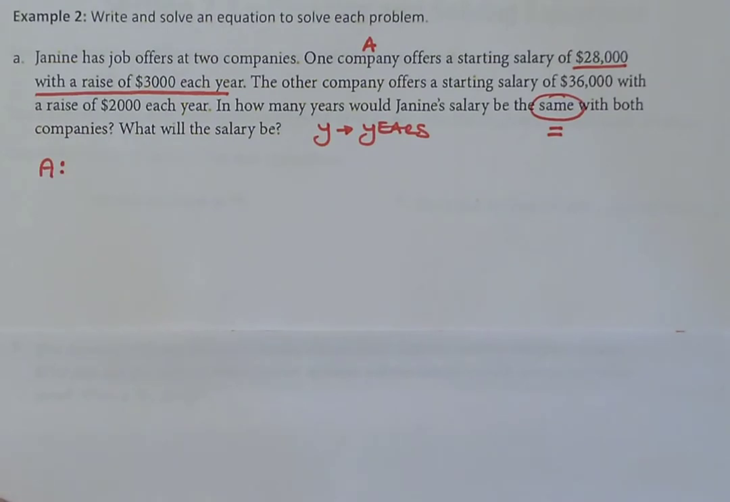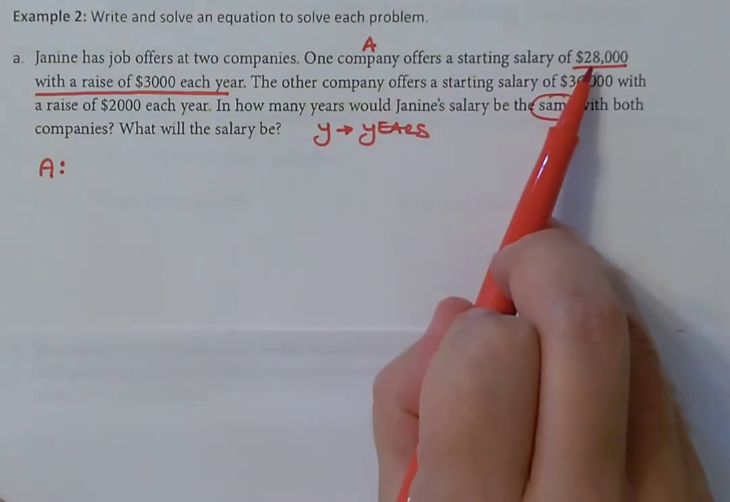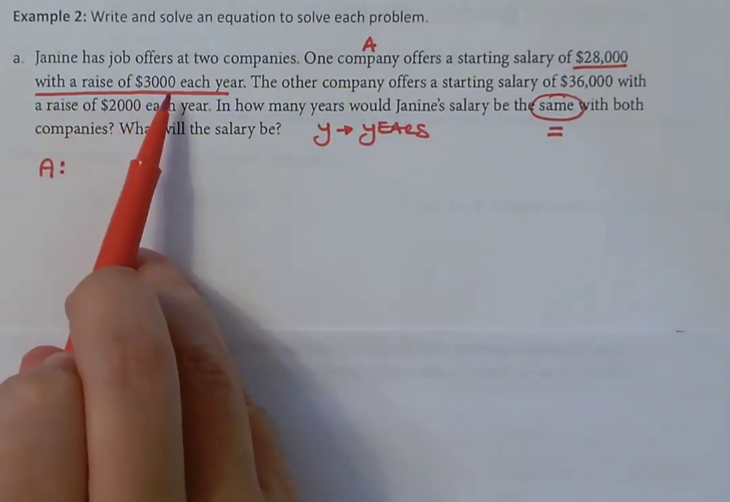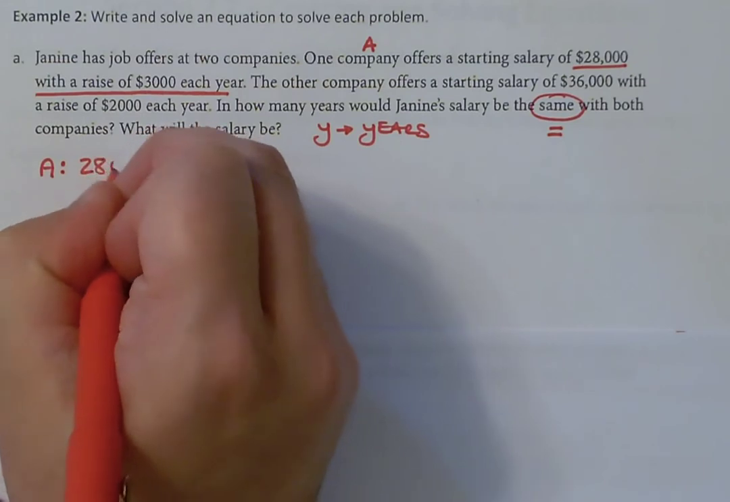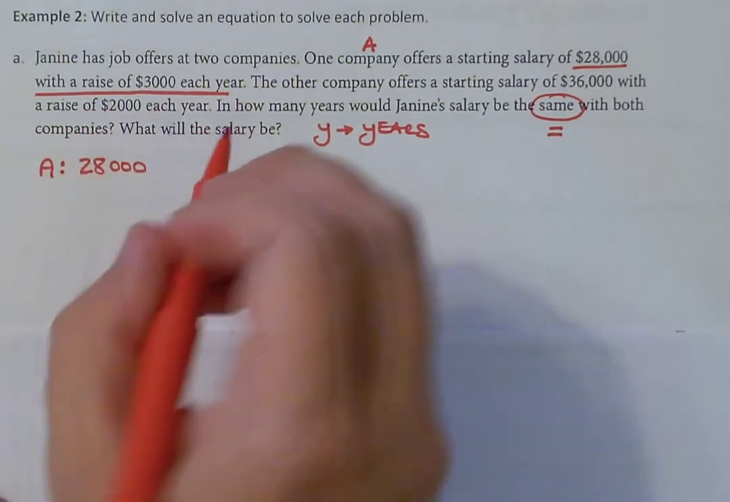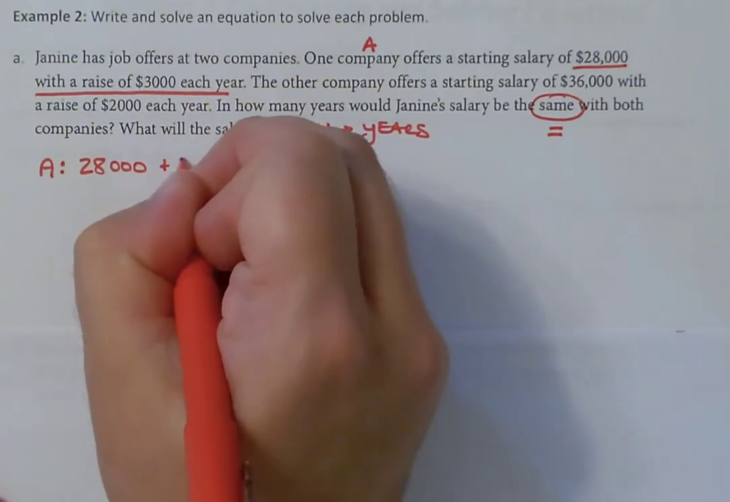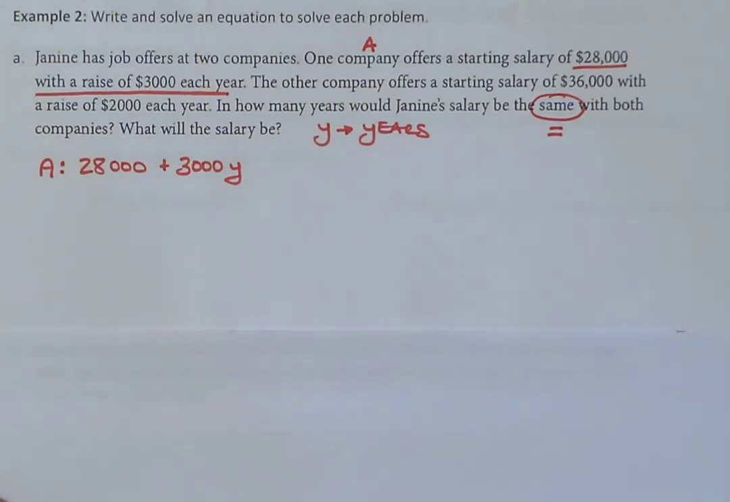All right, so for company A, we are told they offer a starting salary of 28,000 with a raise of 3,000 each year. So we start out with 28,000 and then we get a raise of 3,000 each year. So it's plus 3,000 every year.